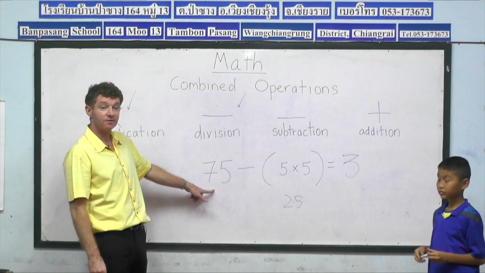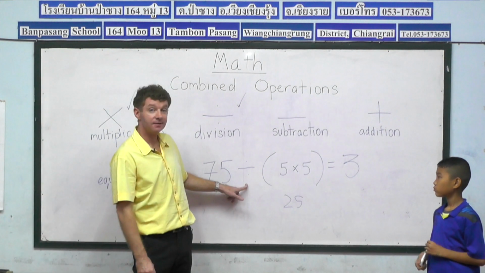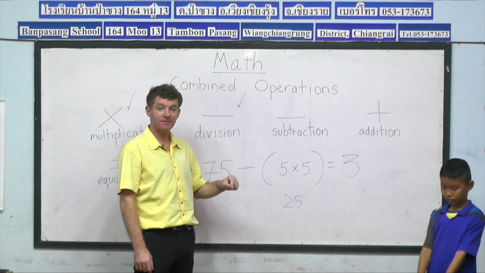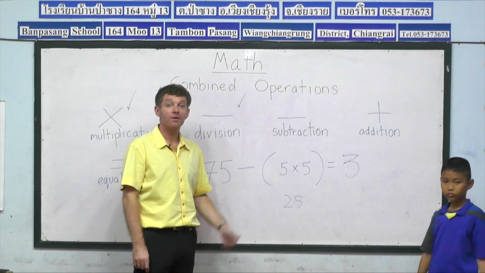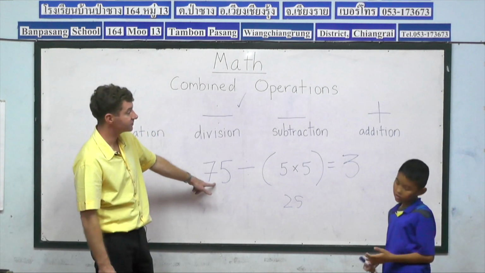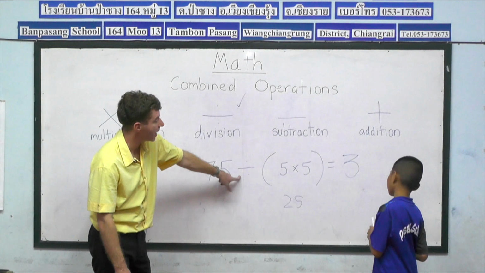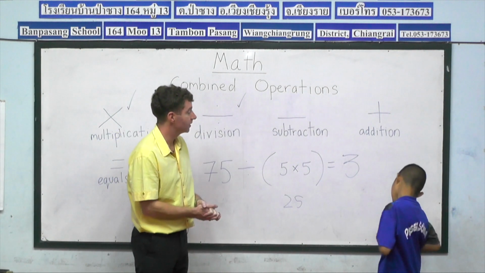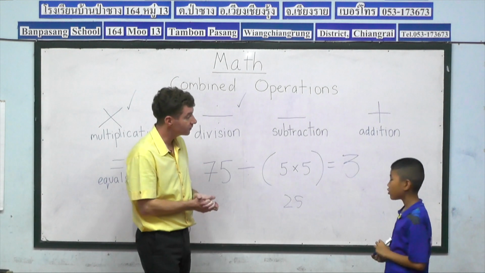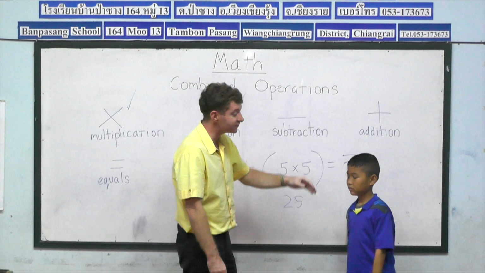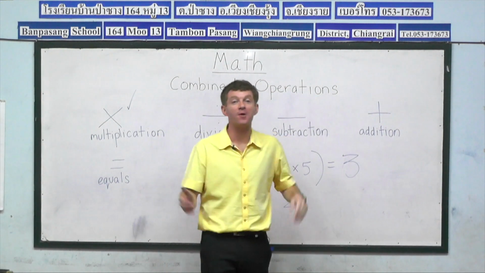75 divided by 5 times 5 equals 3. Pangpon, can you say 75 divided by 5 times 5 equals 3. Excellent. Very well done. High five and a big round of applause for Pangpon.